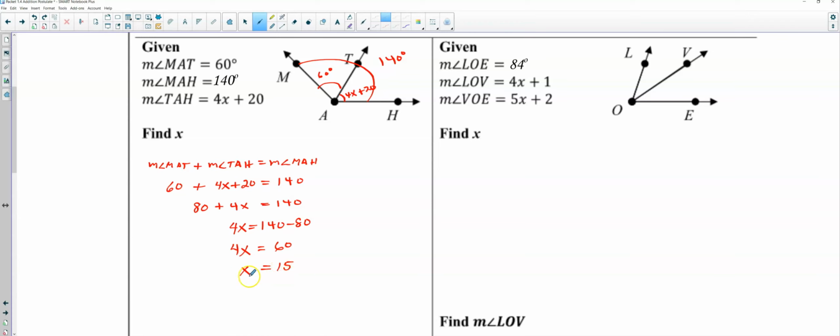And the question is find x. So x is 15. There you go. Always look back on what is the question here. Find x. Again, we're given, let's change colors, the measurement of angle LOE, that's the whole angle right there. That whole angle is 84 degrees. We're given that the measurement of LOV right here, this angle, that's 4x plus 1.